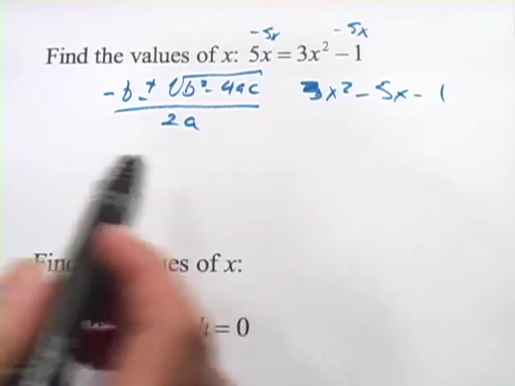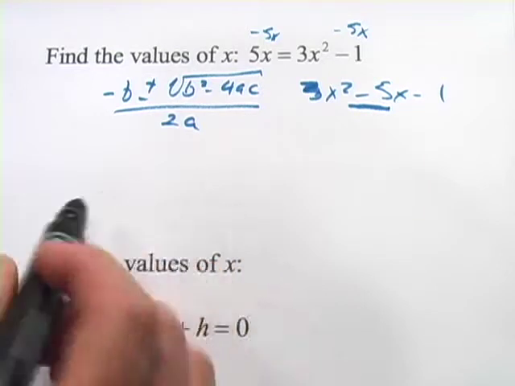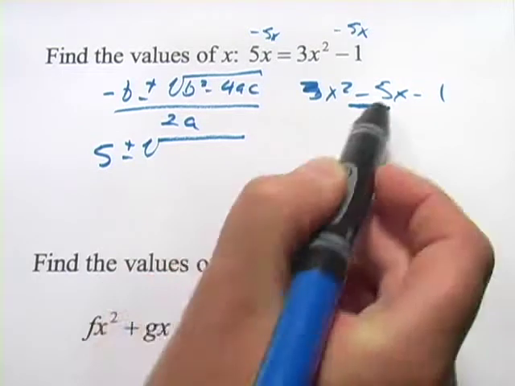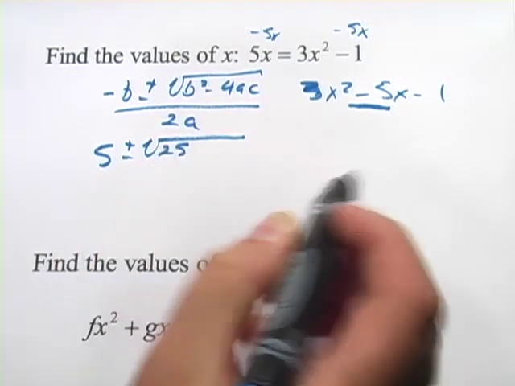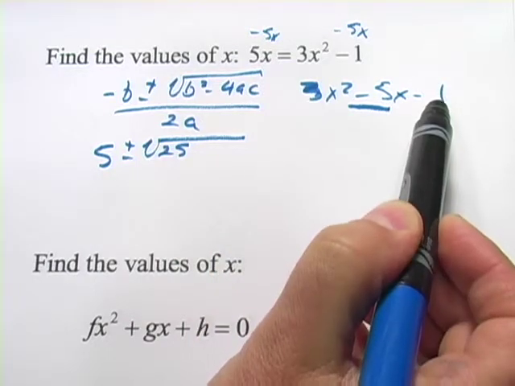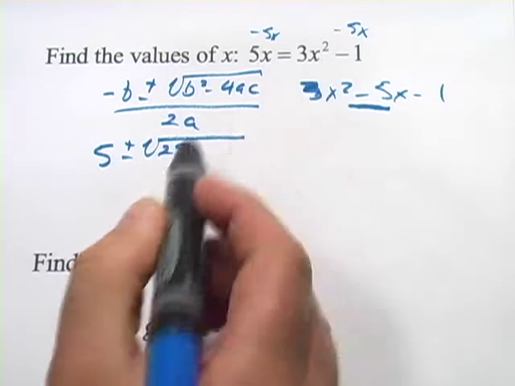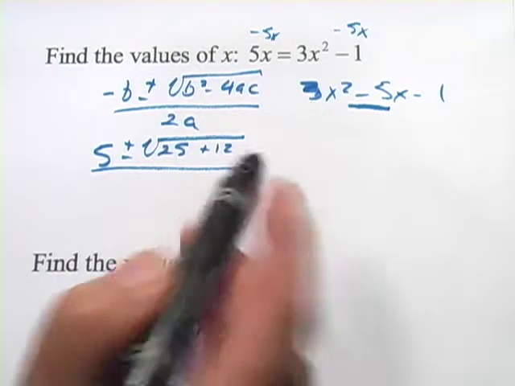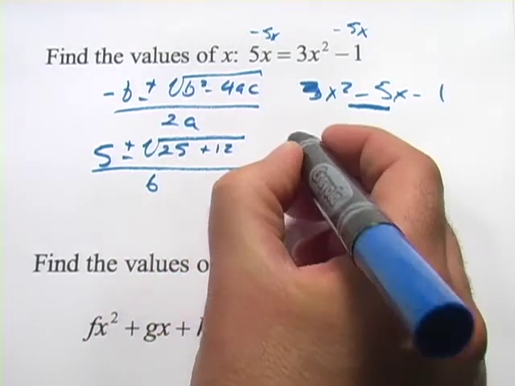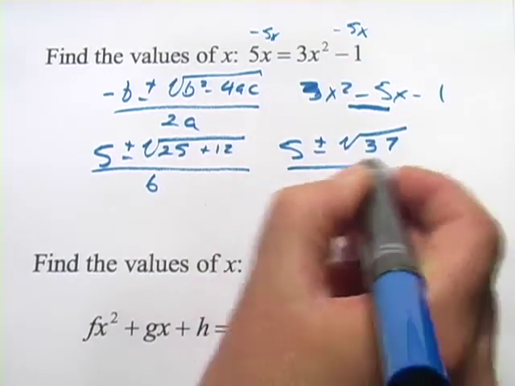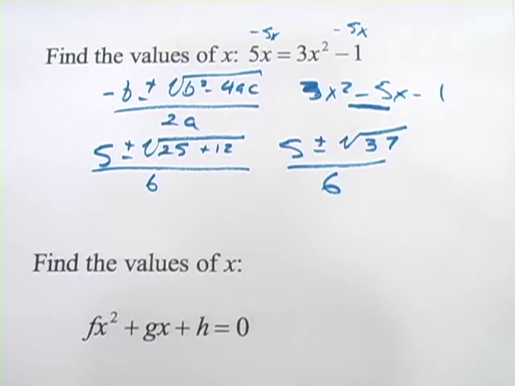So let's go ahead and plug this in. A negative b, well, negative 5 is our b, so that's actually going to be a positive 5. And then plus or minus the square root of b squared would be 25 minus 4ac. Well, 4 times 3 is 12 times a negative 1 would be negative 12, minus a negative 12 is actually plus 12. And all of that is over 2a, or 6. So we've got 5 plus or minus the square root of 37 over 6. And probably we can just leave it in that form for these problems.